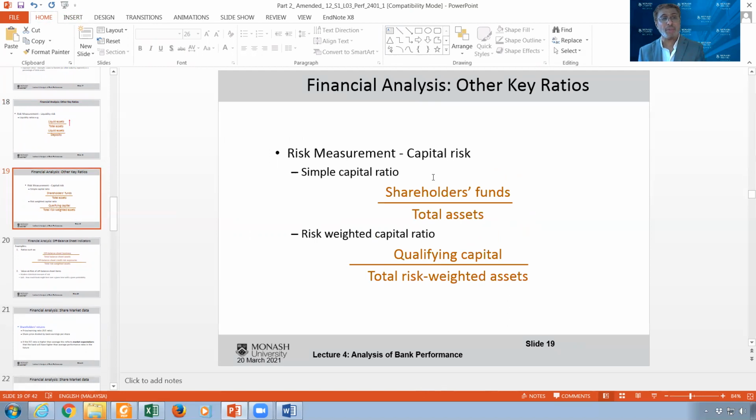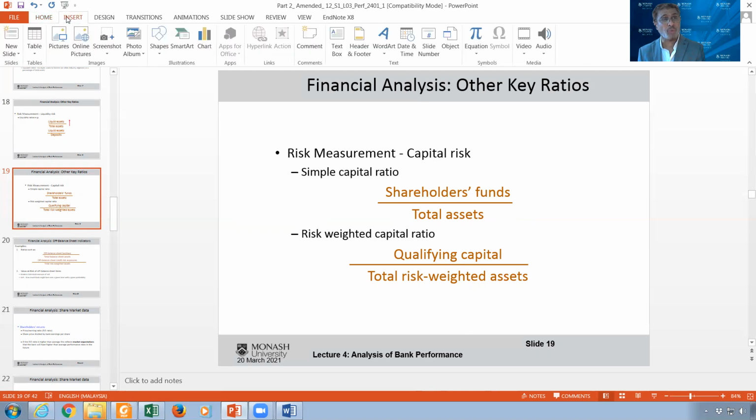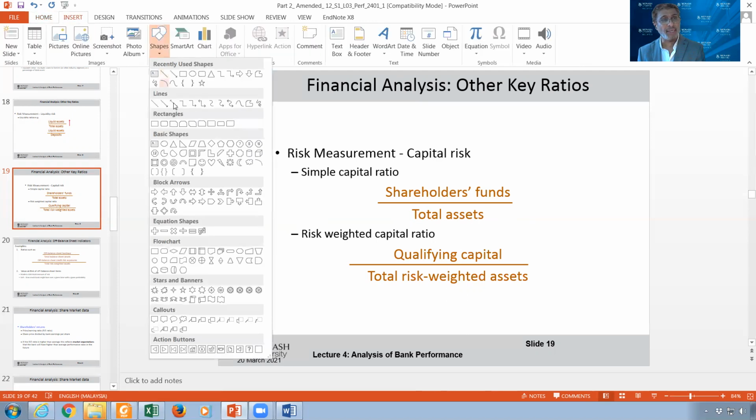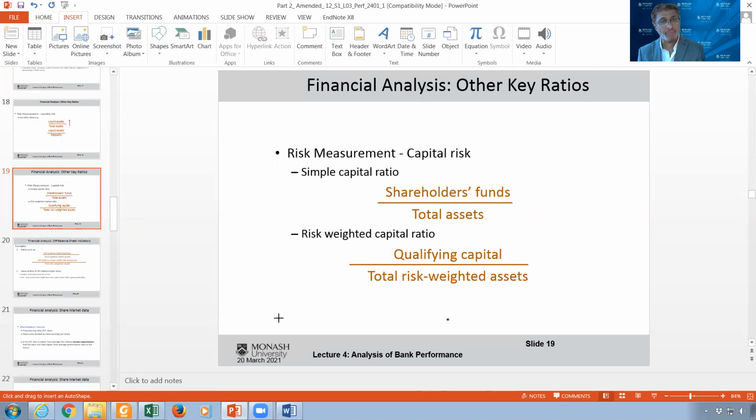Now, this is the risk management, which is just the return on equity actually. But we have two measures. We have shareholders funds over total assets. And we have the risk-weighted capital asset ratio, which is qualifying capital. This actually is related to what we call Basel. Now, Basel is dealing with this number, and we have to calculate it according to Basel. And this is what we call the risk-weighted capital ratio.